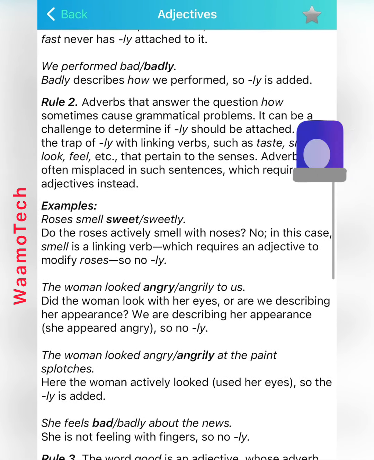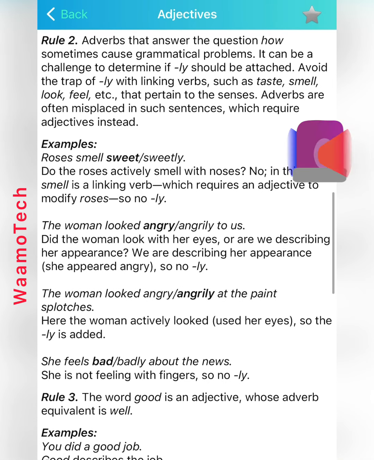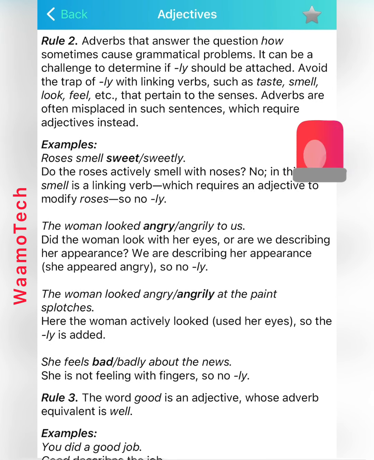Rule number 2. Adverbs that answer the question how sometimes cause grammatical problems, and it can be a challenge to determine if ly should be attached. Avoid the trap of ly with linking verbs such as taste, smell, look, feel, etc. that pertain to the senses of humans, because taste, smell, look, feel are just our five senses. We use these terms to translate our five senses as humans. Adverbs are often misplaced in such sentences which require adjectives instead.